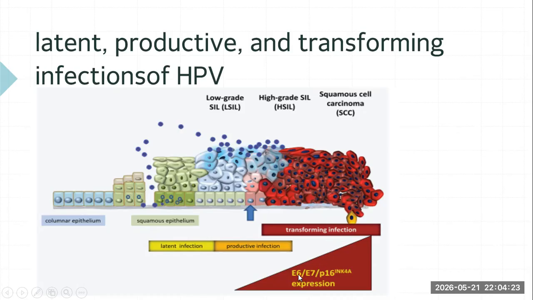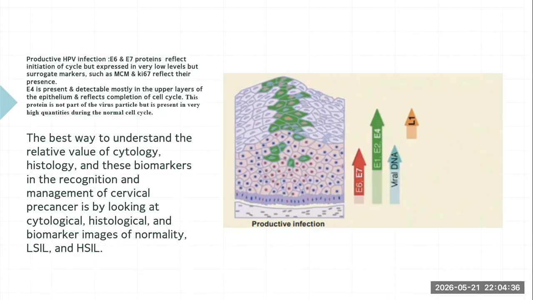And here the E6, E7, and P16 expression increases. So this is the way histopathologists give the diagnosis on the basis of biomarkers, cytology, and histopathology. Another important thing to remember is that the best way to understand the relative value of cytology, histology, and these biomarkers is to look at all the things. Pathologists cannot say, just by looking at the markers, that this is a transforming infection or that the chance of having CIN3 is very high.